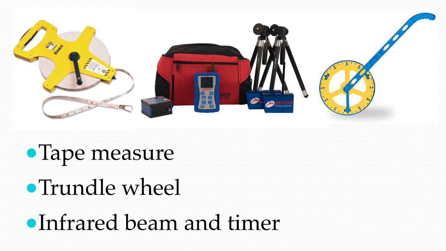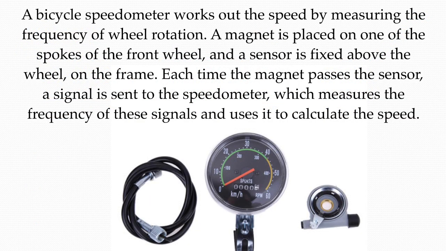For the first option, we're looking at a sprinter running 100 meters, and you can see some of the equipment that might be used. You can measure distance using a trundle wheel or tape measure, and you can measure the time using an infrared light beam gate. For a cyclist, their speedometer works by measuring the frequency of rotation of the wheel. A magnet is placed on the wheel and that is detected by a sensor every time it passes. And then the speedometer uses that to calculate the speed of the bike.